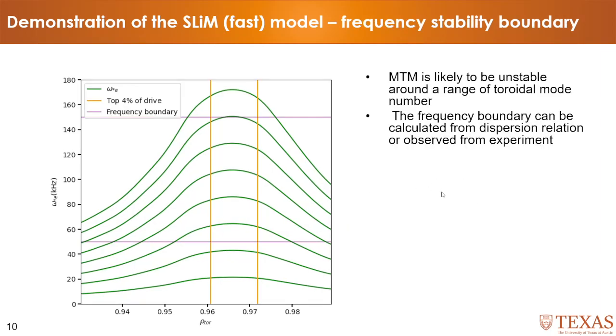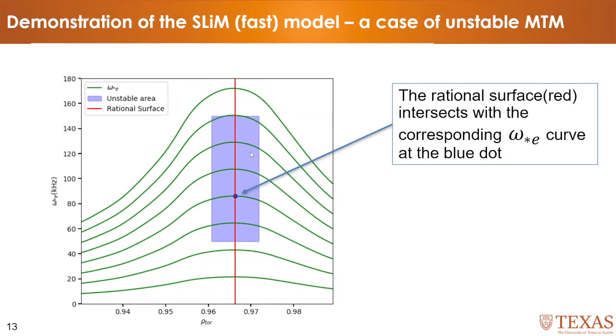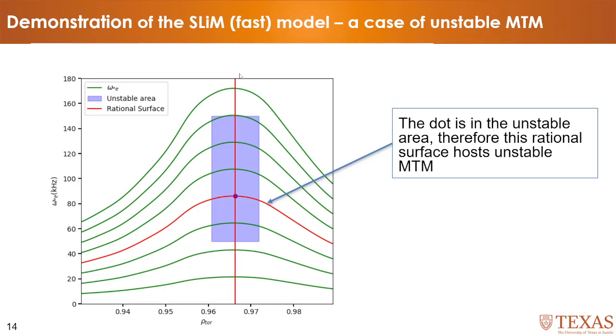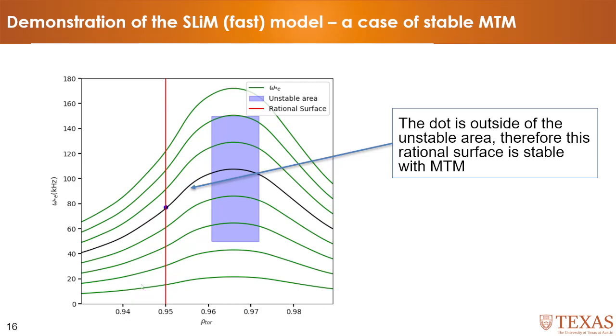And we have two horizontal lines that can either be found using the analytical model or from the frequency observed in the experiment. Those four lines give us a highlighted area considered as an unstable area. If I have a rational surface intersecting with omega star E within the unstable area, like so, then this rational surface is likely to host an unstable microtearing mode. On the other hand, if the rational surface intersects with omega star E outside of the box, then this rational surface does not have an unstable microtearing mode.